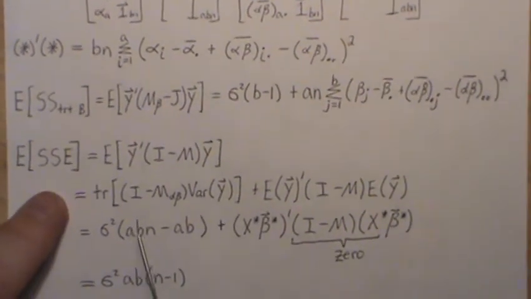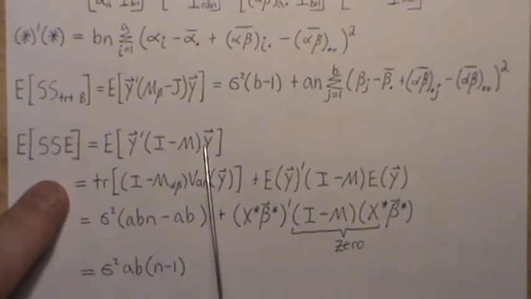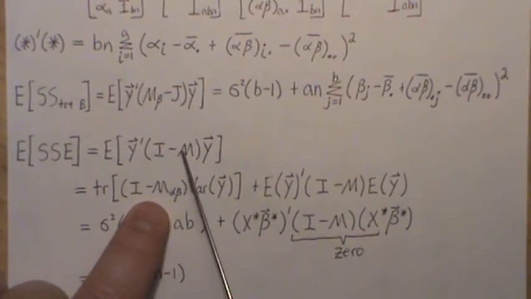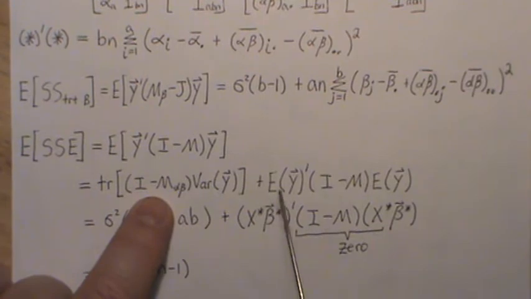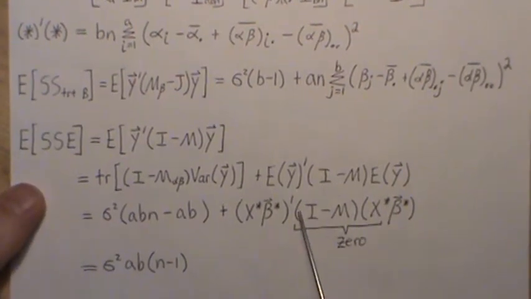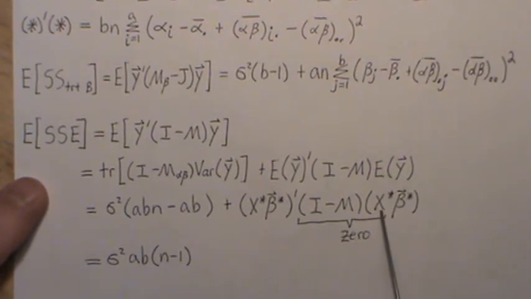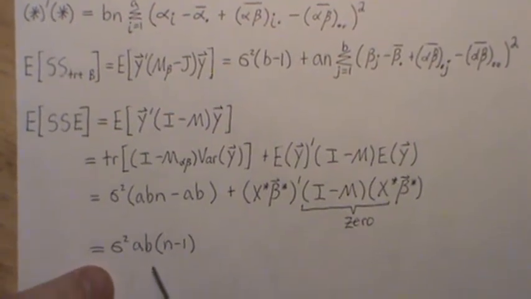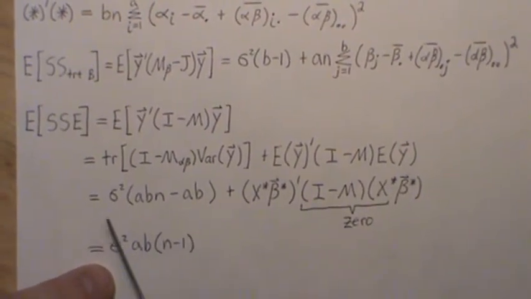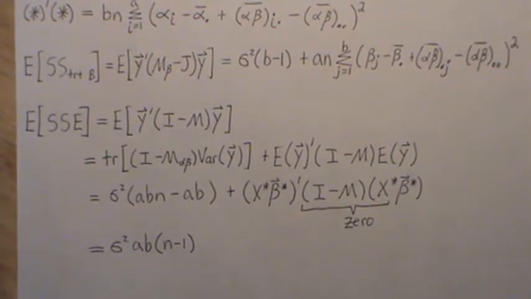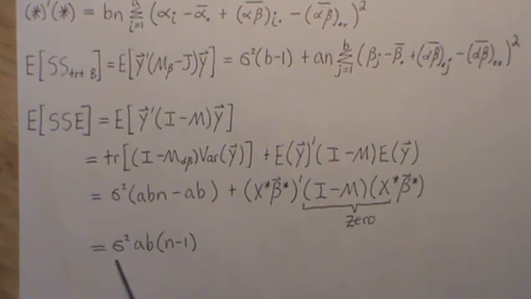The expected value of the sum of squared error, the expected value of this quadratic form, becomes the trace of that matrix. But let's put in m alpha beta since they're the same. The variance plus this. But I minus m is the perpendicular projection matrix on the orthogonal complement space of x alpha. So it projects it to 0. So this whole thing is 0, and we're left with this. And that's why, if you divide both sides by this constant, this becomes the mean squared error, that's why the mean sum of squares error divided by this constant is an unbiased estimate for sigma squared.